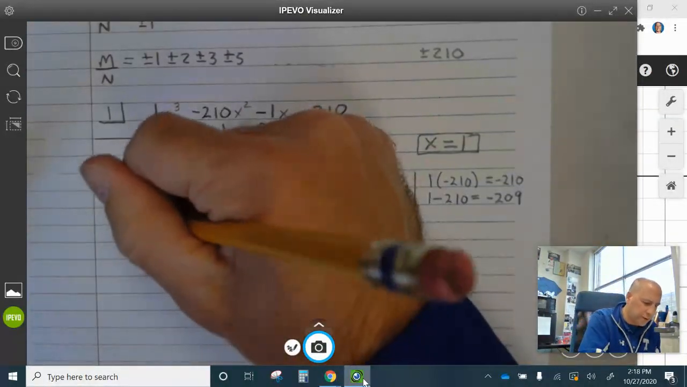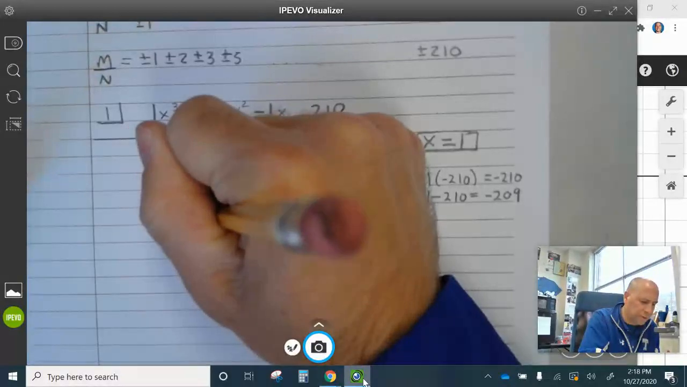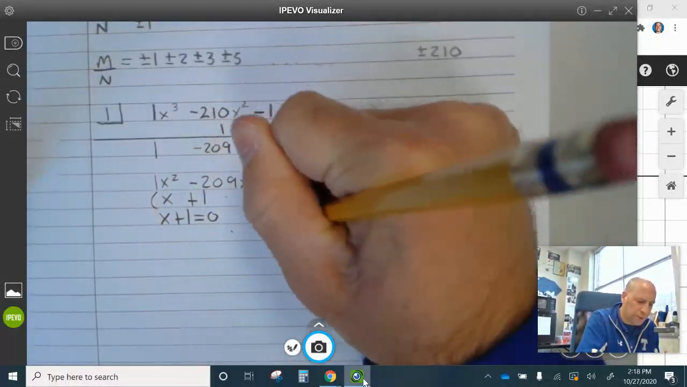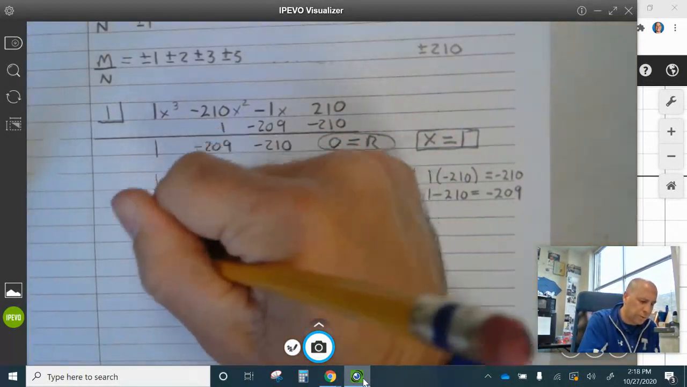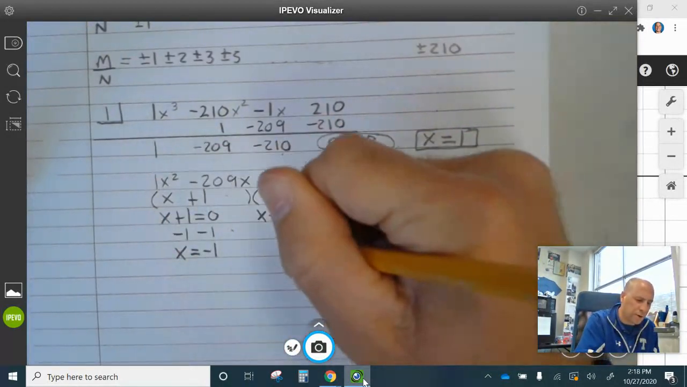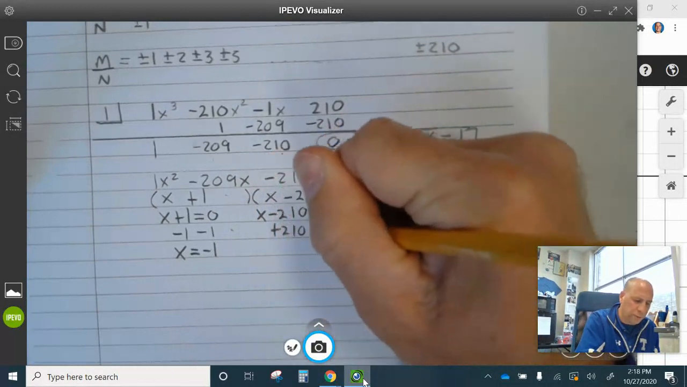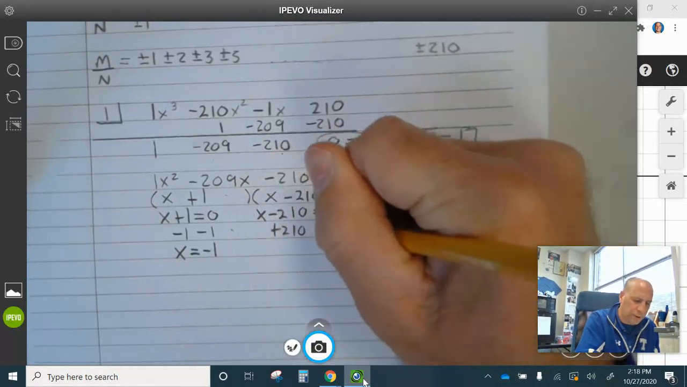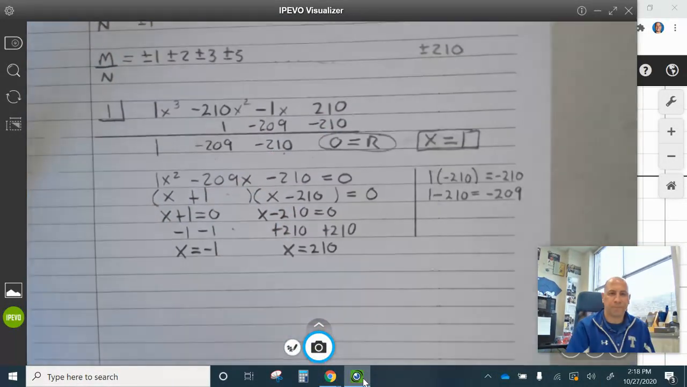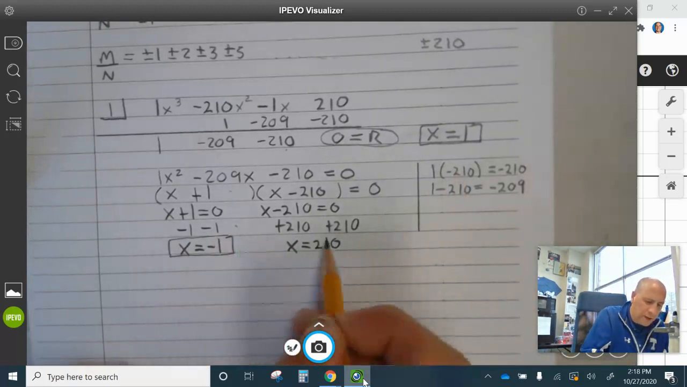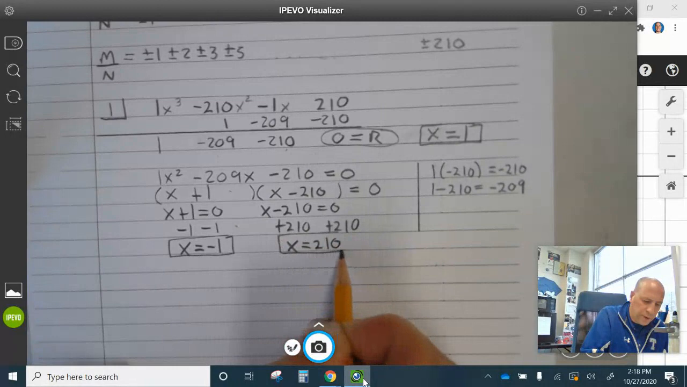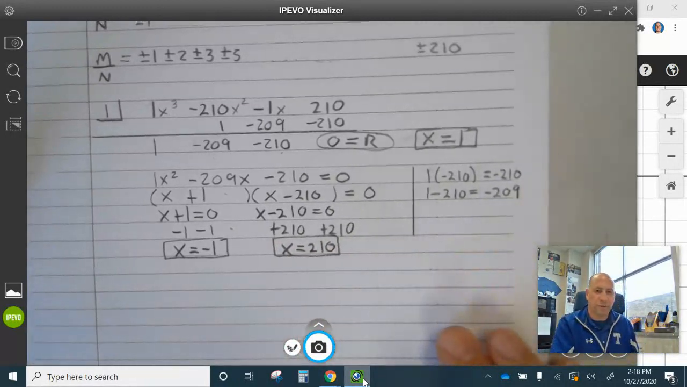Okay, so we set x plus 1 equal to 0 and x minus 210 equal to 0. Subtract 1 from both sides, x equals negative 1. Add 210 to both sides, so x equals 210. So our zeros are 1, negative 1, and 210. So let's graph and verify that those are correct, okay?